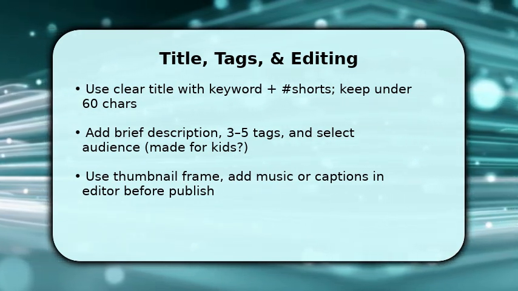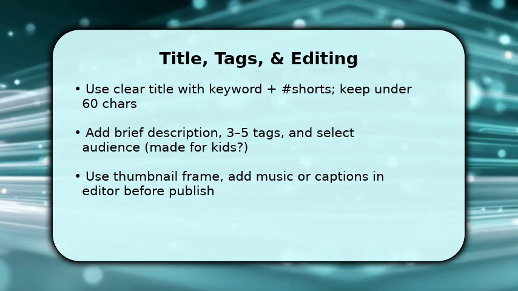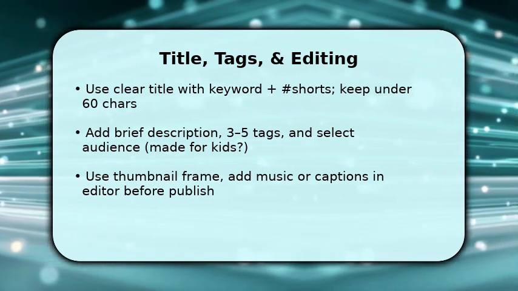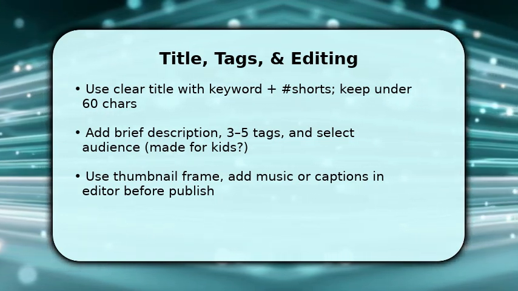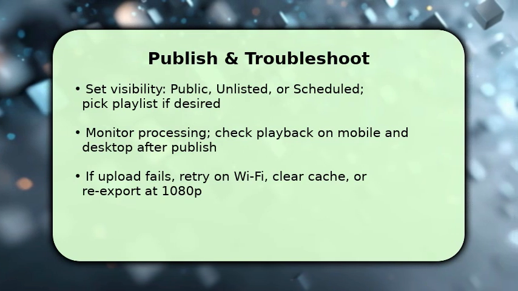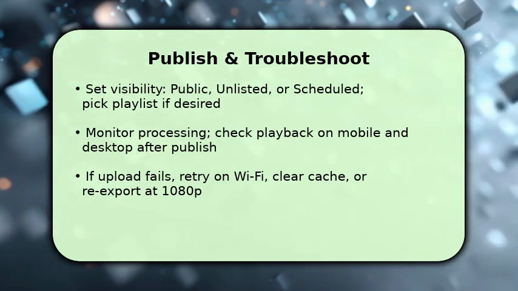Next, use the built-in editor to add music, captions, or trim further and pick a thumbnail frame. These final edits affect click-through and accessibility, so be intentional. Now choose visibility: public, unlisted, or scheduled, then hit publish.